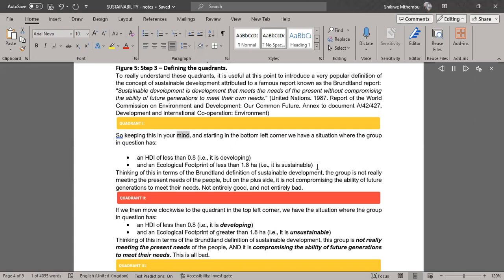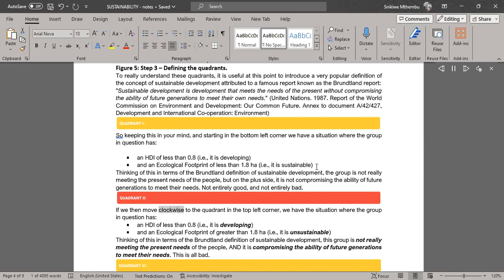So keeping this in your mind, and starting in the bottom left corner, we have a situation where the group in question has an HDI of less than 0.8, i.e., it is developing, and an ecological footprint of less than 1.8 ha, i.e., it is sustainable. Thinking of this in terms of the Brundtland definition of sustainable development, the group is not really meeting the present needs of the people, but on the plus side, it is not compromising the ability of future generations to meet their needs. Not entirely good, and not entirely bad.